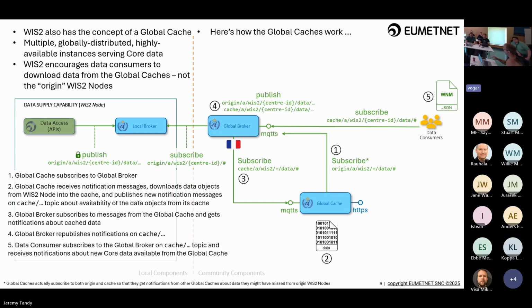So each global cache will publish its own notification messages. When you're working natively with WIS2, you need to be able to deduplicate between messages that say the same data item. You could receive a message multiple times. You just got to deal with the deduplication. There's a whole bunch of recipes in the cookbook to help you do that. Does that all make sense, everybody?